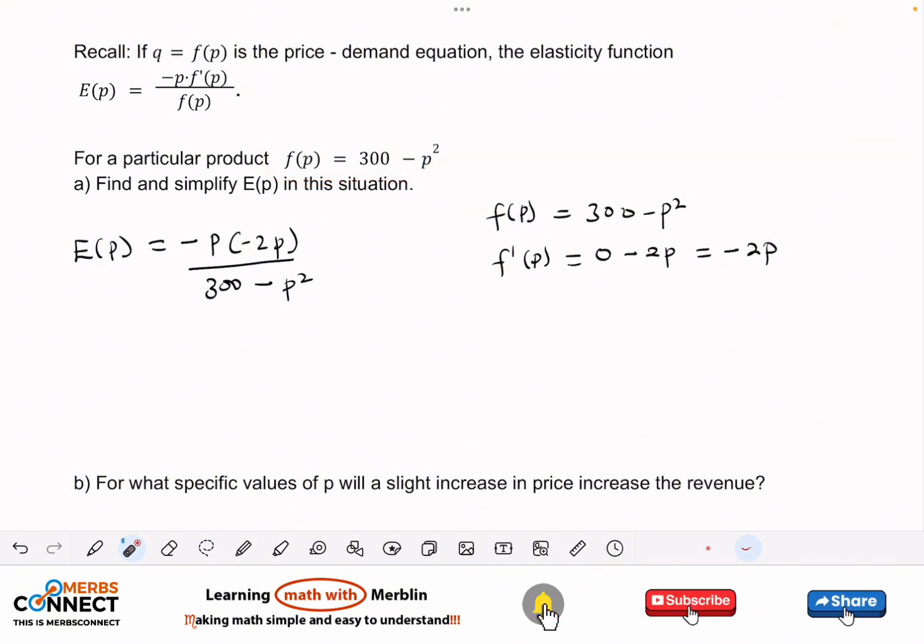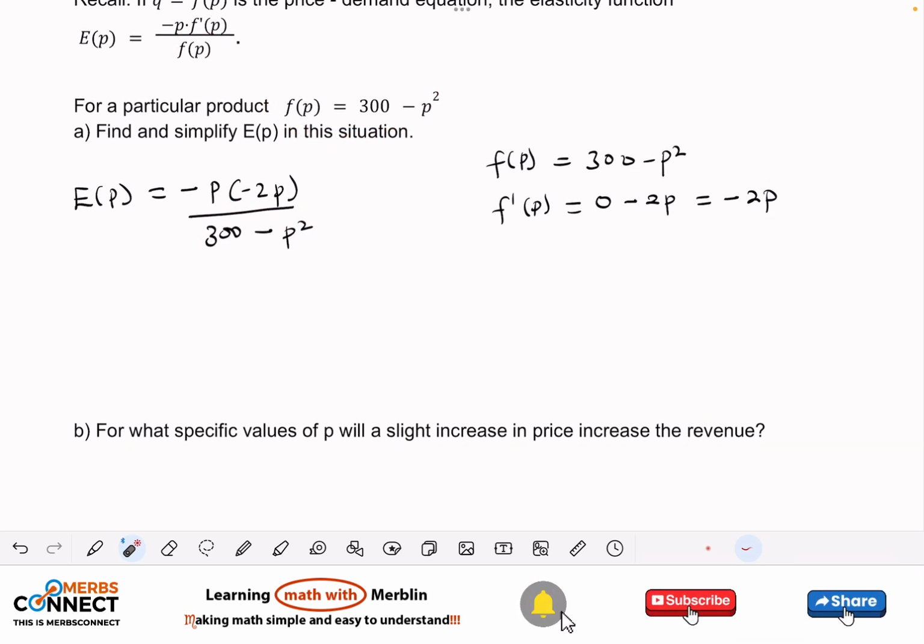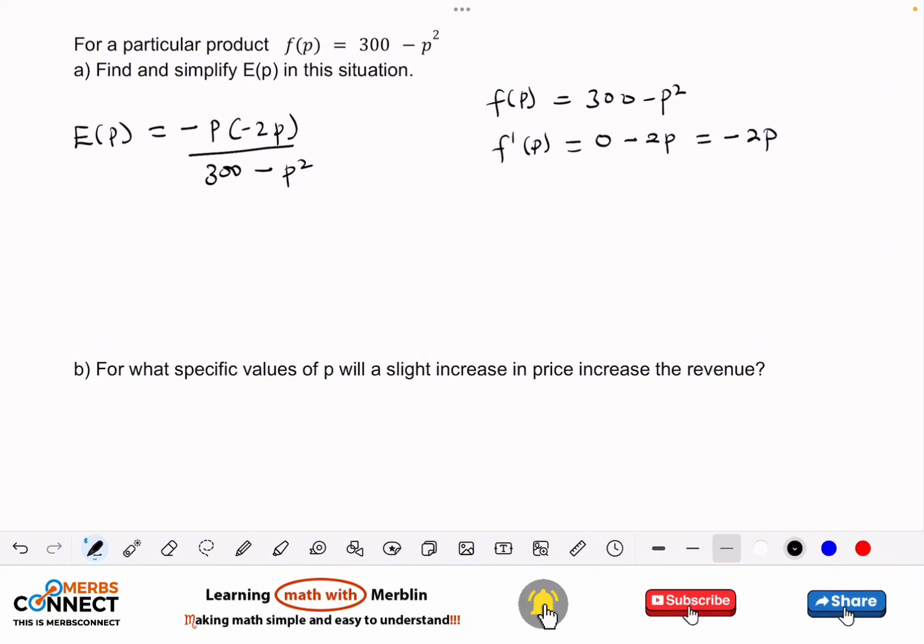So what did I do? I just differentiated this and I had minus 2P. I wrote this one here. Then I wrote my minus P here. Then I know that F prime of P is equal to this, so in place of that, I put this one there. Then F of P is equal to this. I plug it here, right? So the next thing for me to do is just do simplification. Minus minus will be positive. So I'm going to have 2P squared divided by 300 minus P squared.